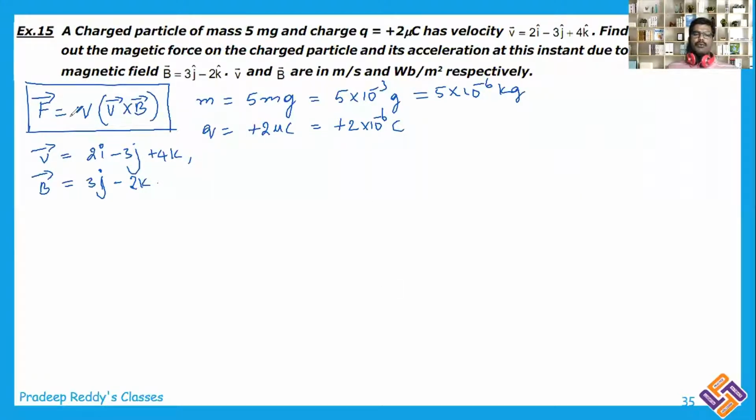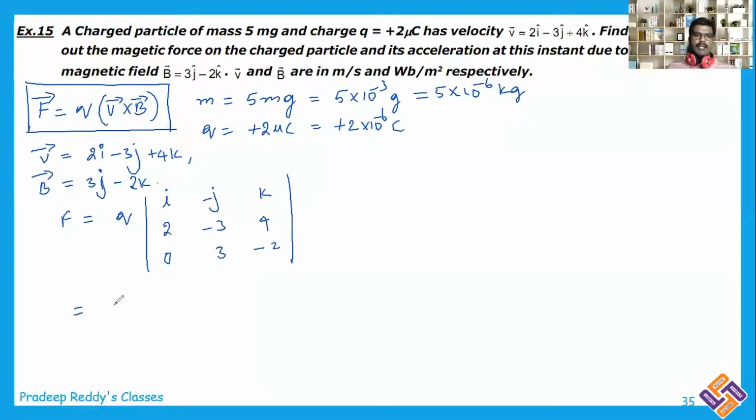Now F is equal to Q into V cross B. You are supposed to find out the acceleration of the particle. At an instant, the charged particle enters the magnetic field. So whenever a charged particle is entering a magnetic field, you can write F is equal to Q into V bar cross B bar. V bar is 2, minus 3 and 4, and B bar is 0, 3 and minus 2. You should take the cross product of this.